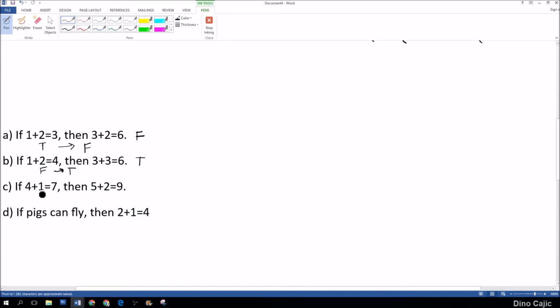For the next one, if 4 plus 1 is equal to 7, that's false. Then 5 plus 2 is equal to 9. That's also false. False implies false is true. And let's look at the last one. If pigs can fly, false. Then 2 plus 1 is equal to 4, which is also false. False implies false is, as a matter of fact, true.